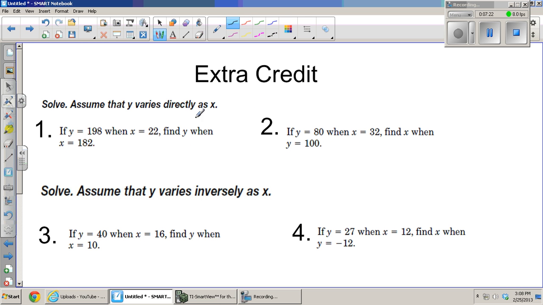Alright, so here's your extra credit. Problems 1 and 2 are direct variation problems. Set up those ratios, cross multiply and divide. For 3 and 4, we have y varying inversely as x, so set up the ratios correctly, cross multiply and divide. Get these questions done. Show that the ratios are set up correct. That's what I'm going to be looking for, and the correct answer. Turn them into Mr. Riddle. Get your extra credit.